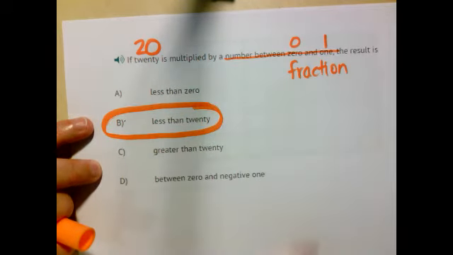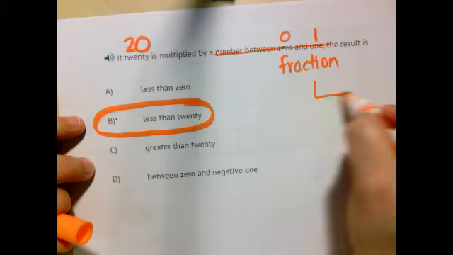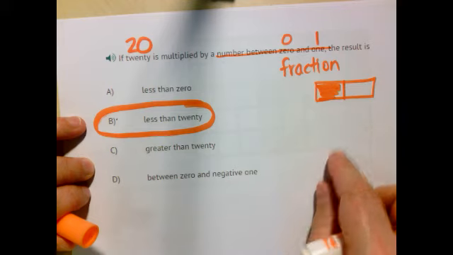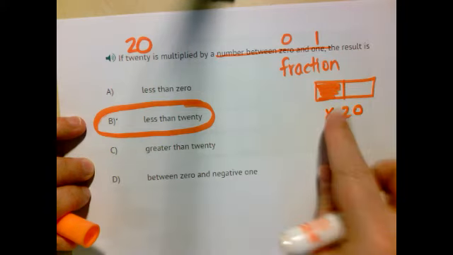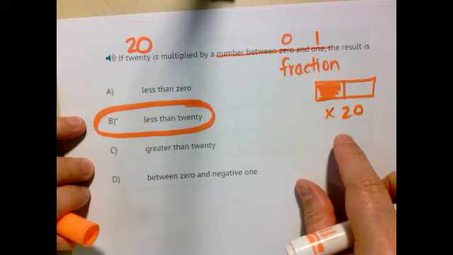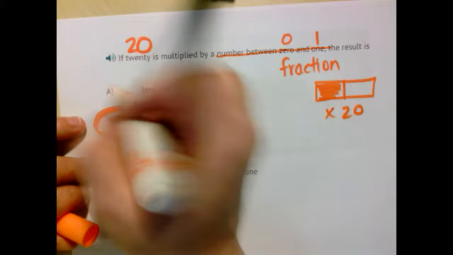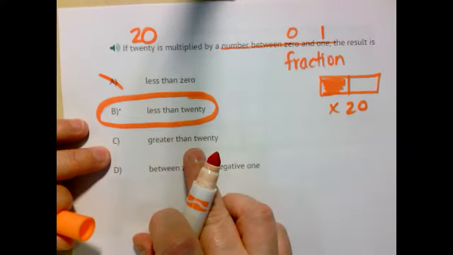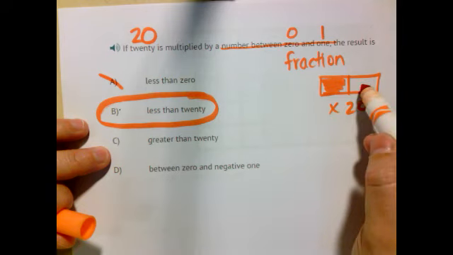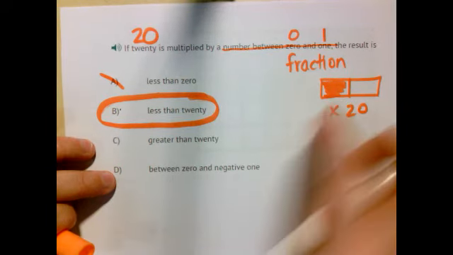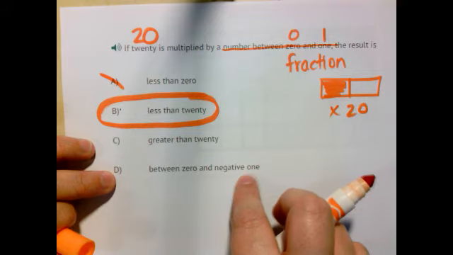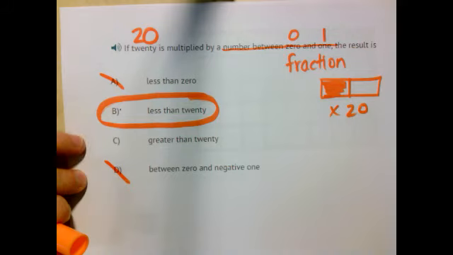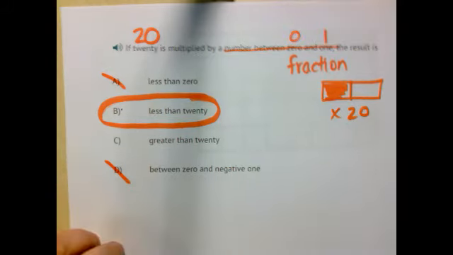It's not going to be less than 0 because if I'm saying 20 times 1/2, I'm going to have 20 1/2 pieces. So I'm still going to have something. It's going to be more than 0, so it can't be less than 0. It's not going to be greater than 20 because I'm not taking the whole piece. I'm only taking a part of it. And between 0 and -1, well, if it can't be less than 0, that would rule that one out as well. So B is our best answer choice there.